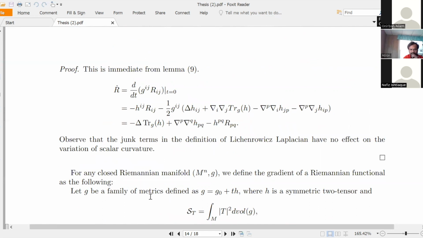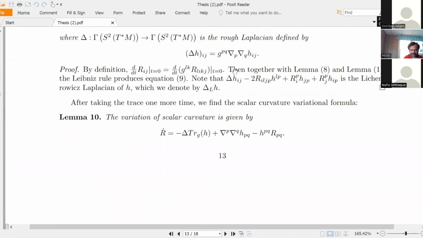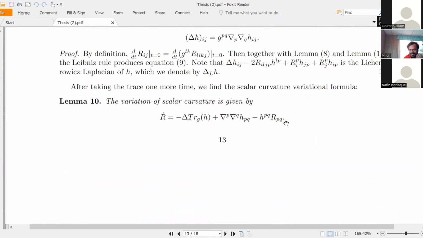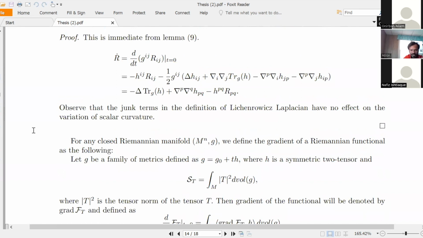Then the variation of curvature, then if you contract twice, you have the variation of Ricci, the variation of scalar. After defining this crazy expression, by the way, at some point I said that is my Laplacian. So this is the standard Laplacian or rough Laplacian plus some junk term. This is the so-called Lichnerowicz Laplacian, how to pronounce it? And then this is the variation for R.